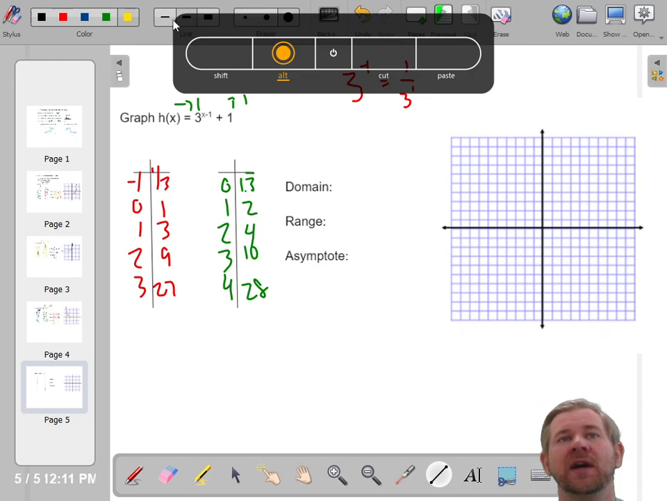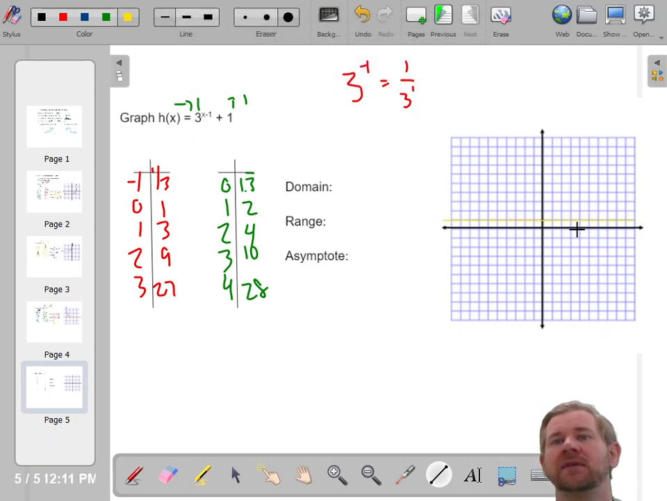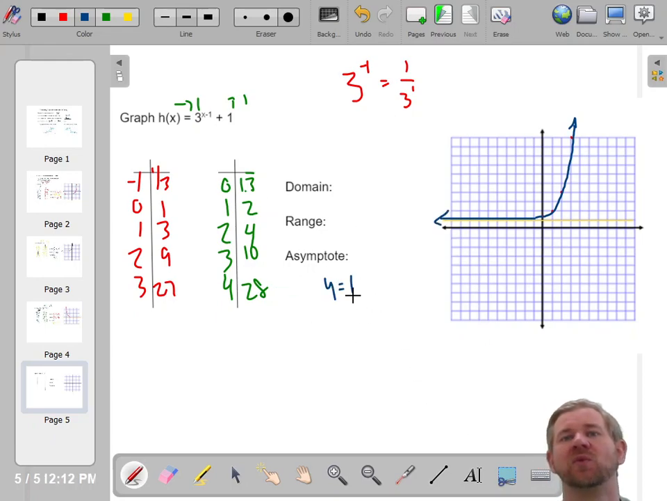So since it went up 1, I'll draw the horizontal asymptote at 1, just so I have it there, so I don't draw anything below that. 0 is at 1.3, right about there. 1's at 2, 2's at 4, 3's at 10, right there. Okay, so it looks something like this. So it kind of has a little bit more steepness to it, but it's very tough to tell because it's such a small graph. The asymptote is y equals 1, which means the range is 1 to infinity, and the domain for all of these is negative infinity to infinity.